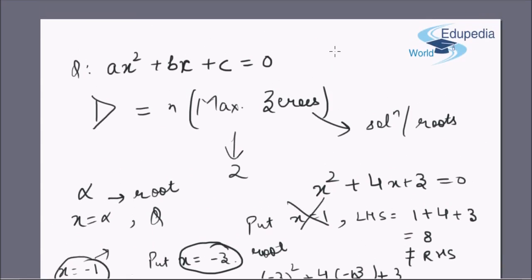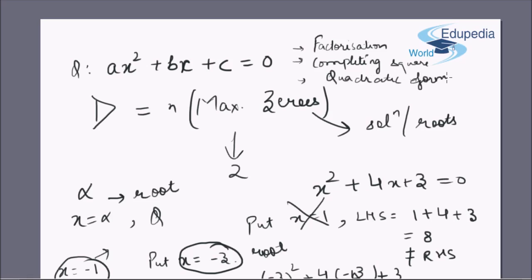The methods to find the solutions of a quadratic equation are the factorization method, completing the square method, and the quadratic formula. By these three methods, we can find the solution of the quadratic equation. All three methods will be studied in upcoming videos.